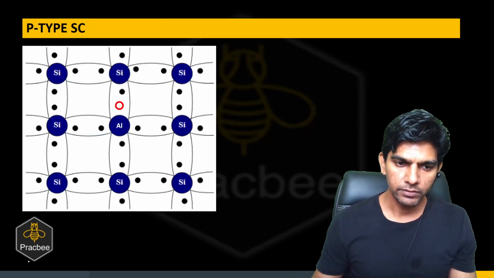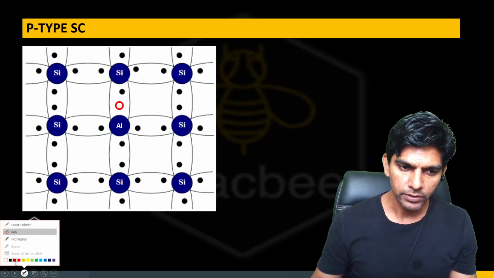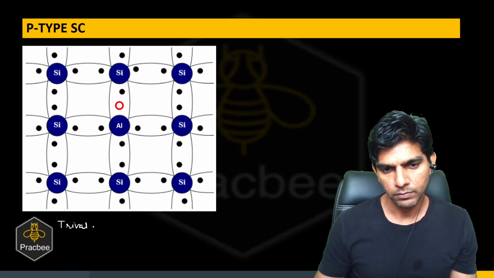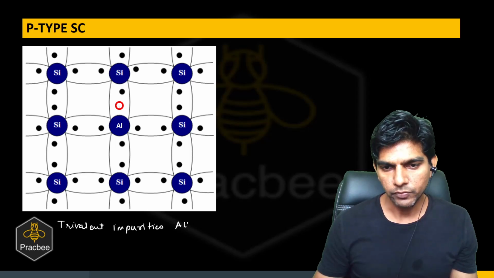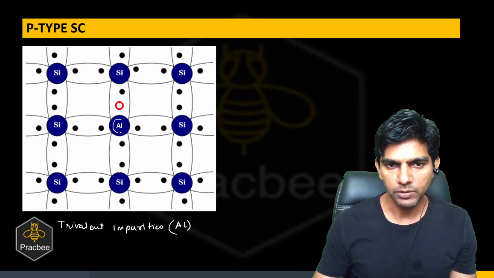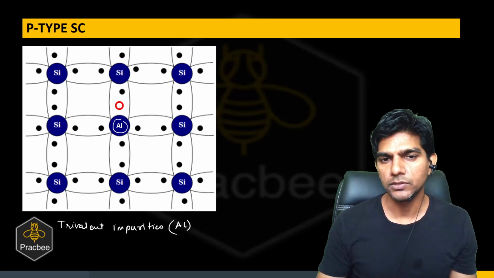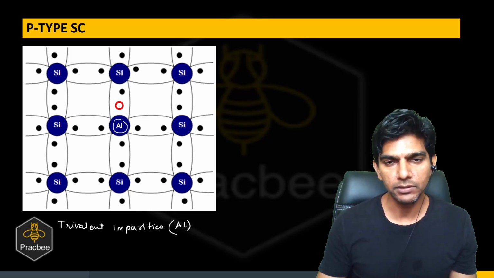Now let us see the other type of semiconductor, which is p-type. Here we are using trivalent impurities. Let us take an example of aluminium. We have replaced some of the silicon atoms with aluminium. Now this aluminium has 3 valence electrons. Those 3 electrons will make bonds with the neighboring 3 silicon atoms.